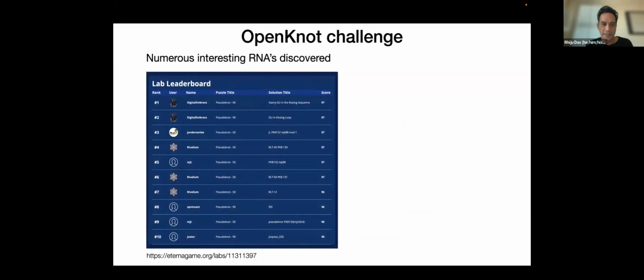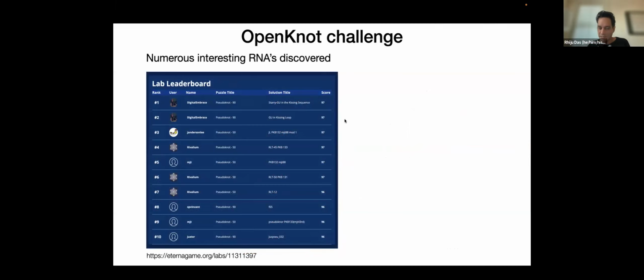So let me just show you what we discovered in the initial pilot from these chemical mapping data. We took a bunch of Eterna designs, and we have ranked them here based on how consistent their chemical mapping profiles are with them being pseudoknots versus not, okay?